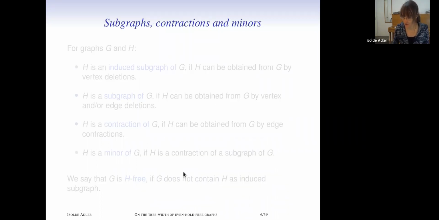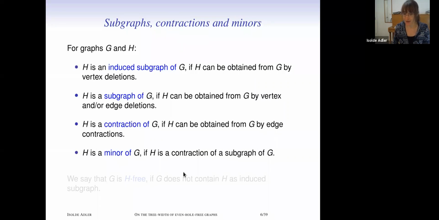And we'll also encounter subgraphs, contractions, and minors. So take a graph and find graphs in that big graph. For graphs G and H, H is an induced subgraph of G if H can be obtained from G by a sequence of vertex deletions. H is a subgraph of G if H can be obtained from G by a sequence of vertex deletions and/or edge deletions. And H is a contraction of G if H can be obtained from G by a sequence of only edge contractions, and H is a minor of G if H is a contraction of a subgraph of G. Okay, so 4 different operations there. And we will say that a graph G is H-free if G does not contain H as an induced subgraph. So H-free will always mean induced-subgraph-free.